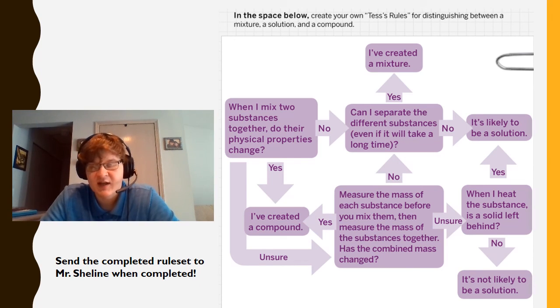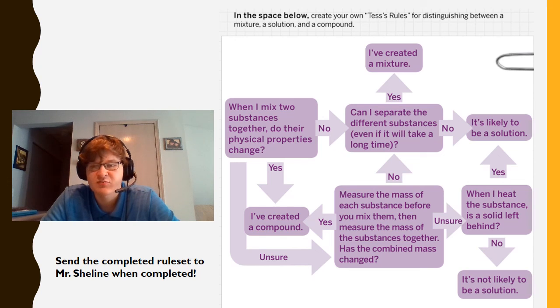If it's no, it's going to take us back towards the top, and it's either going to be a mixture or solution. If you're unsure, it's going to ask, when I heat the substance, is a solid left behind? If yes, think of boiling Coca-Cola and the sugars at the bottom. If the answer is yes, it's likely to be a solution. If no, it's not likely to be a solution. And if we've gotten all the way to that bottom right part, this is a very weird circumstance that's probably not going to fit in any of our categories easily. We're not going to really see any of those in our reader.